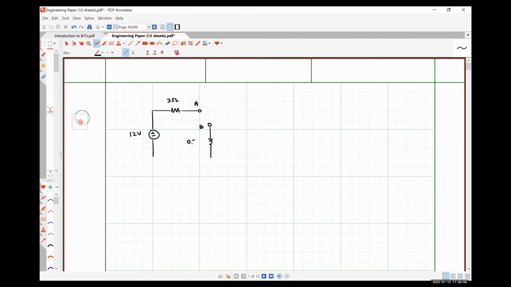This will be a 1/2 ohm resistor. We have a switch that is closed at position A at t is equal to 0 minus, and we'll be closing at position B at t is equal to 0 plus.